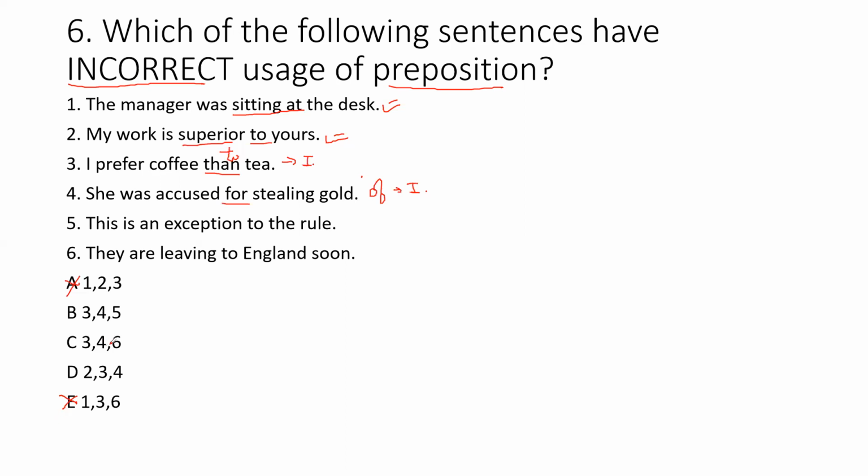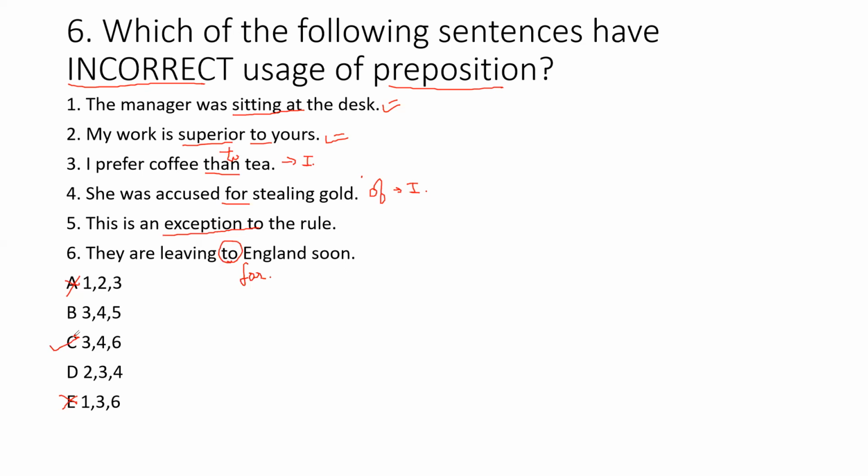Look at sentence 5. This is an exception to the rule. Exception is always followed by to, so this is correct. The last sentence, they're leaving to England soon. Here, the leaving should be followed by for, not by to. So the incorrect sentences were sentence 3, 4, and 6. Consequently, the answer is C.